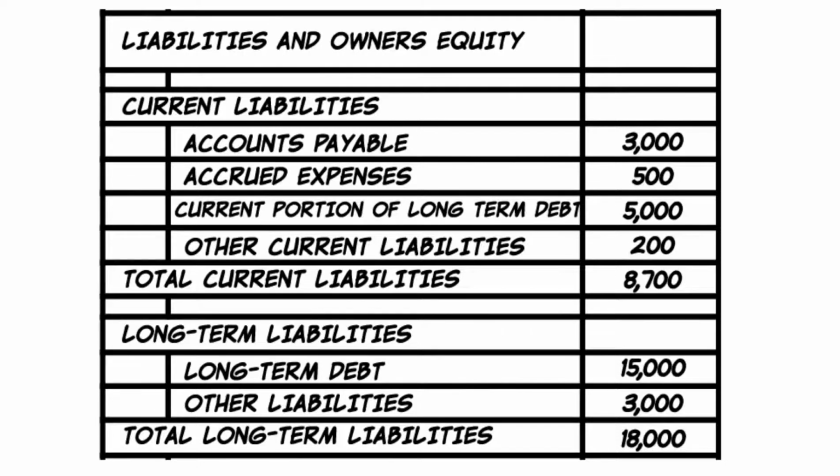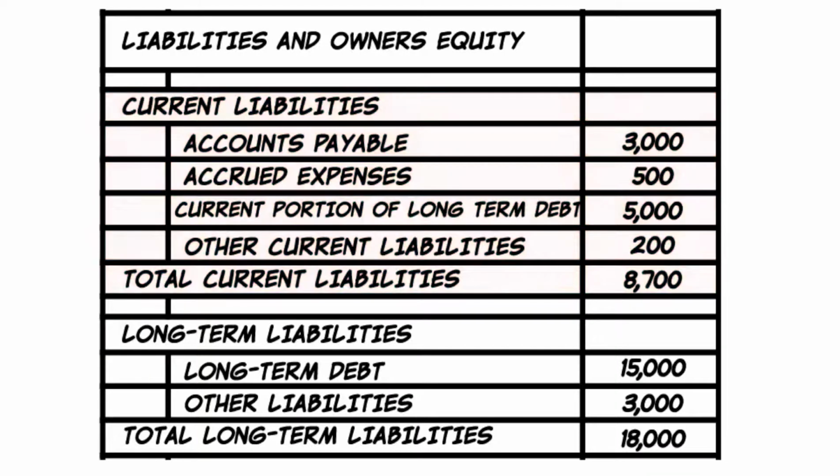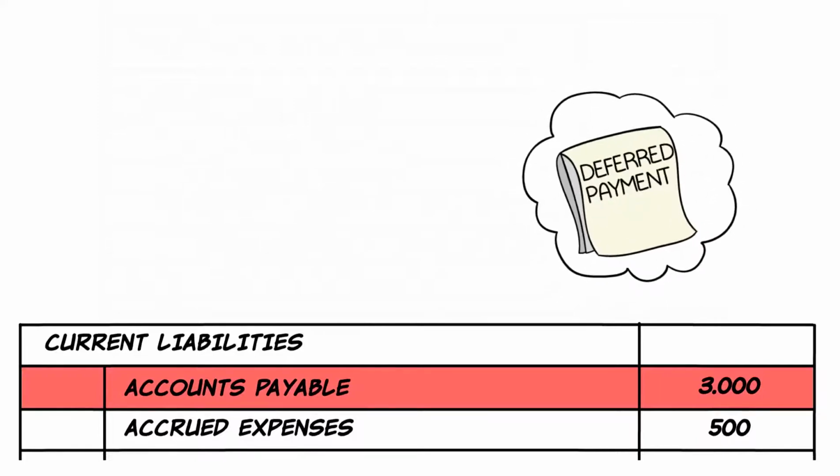Just as with assets, there are current liabilities, those items that need to be paid within the next 12 months, and long-term liabilities, those that will only be due after a year. Current liabilities include accounts payable, that is, money owed to suppliers, and the portion of your debt that needs to be paid back within a year.